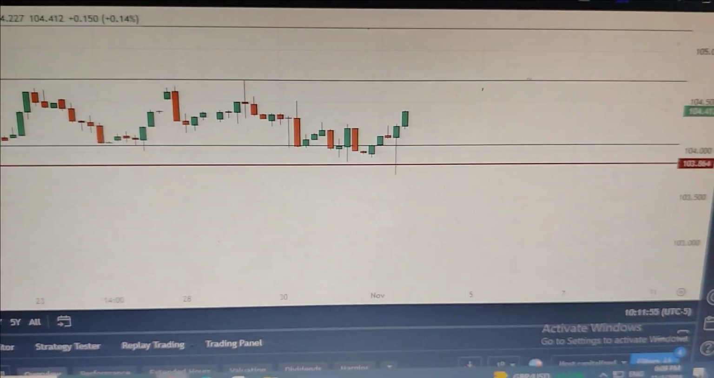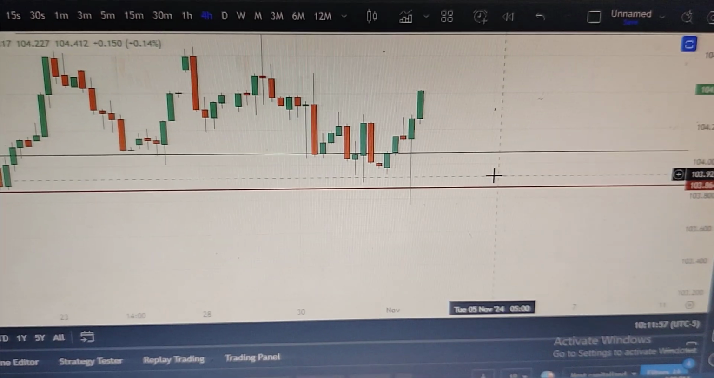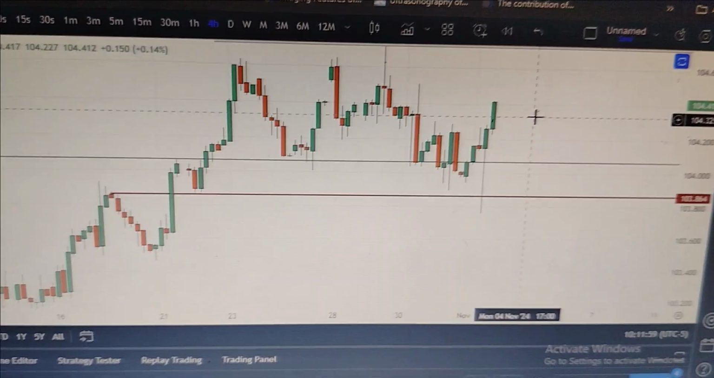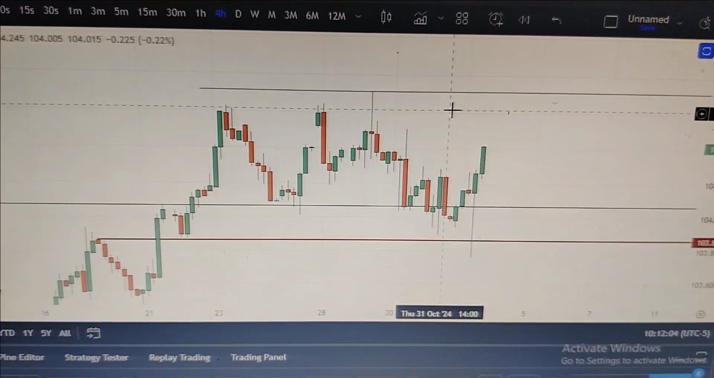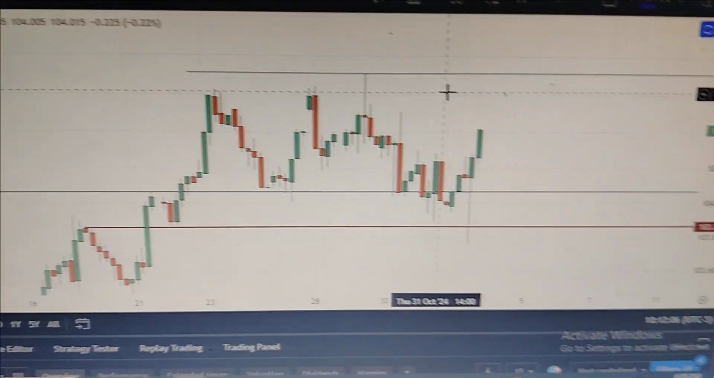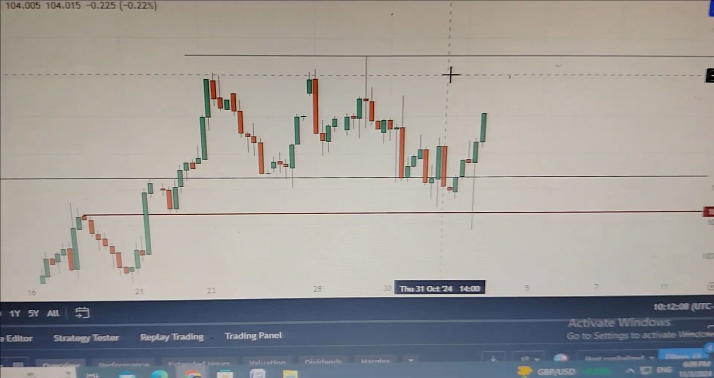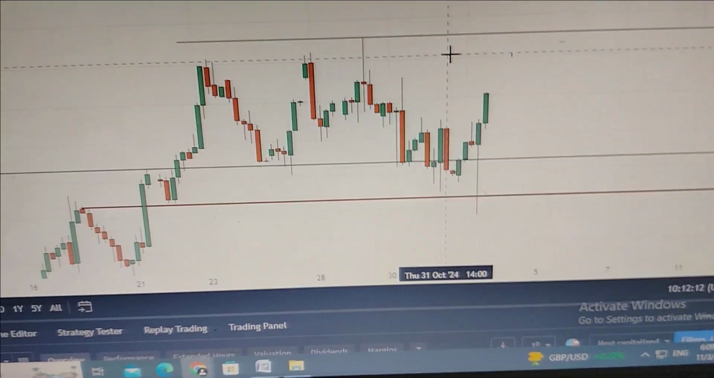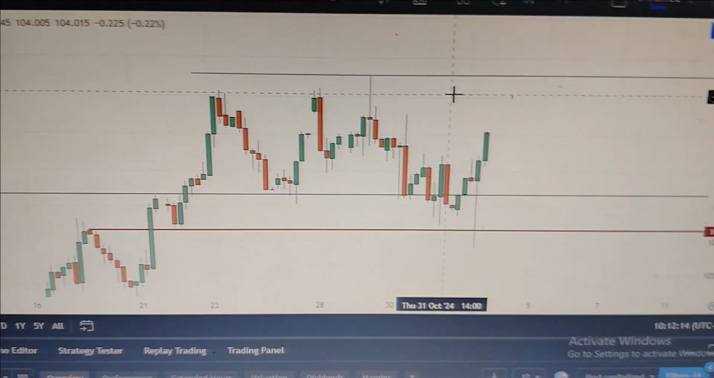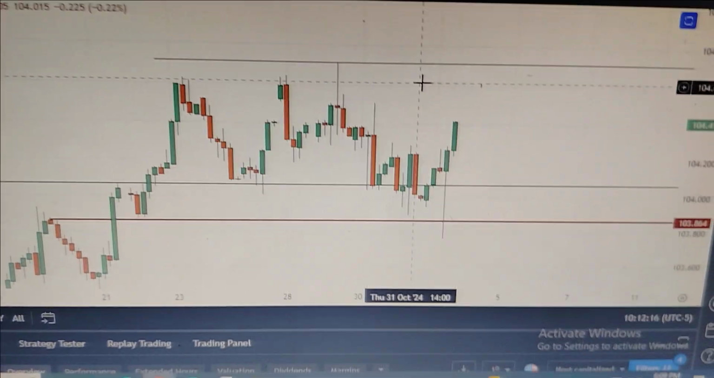So yeah, that's it for this illustration. So just backtest. You don't have to trade everything. You just need to backtest and see if these things work out the way I am outlining them. So yeah.